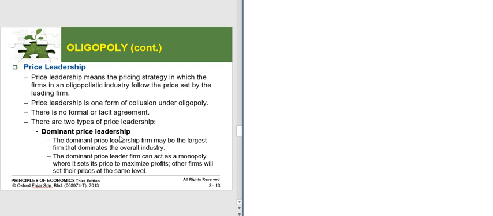There are two types of price leadership. The first one is what we call dominant price leadership. This is a case where a dominant firm in the market changes the price, and the other firms in the oligopoly market will follow.